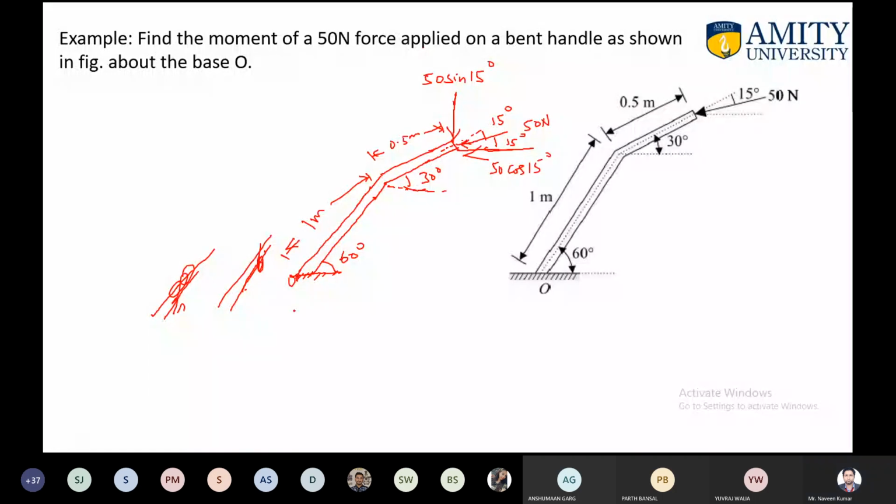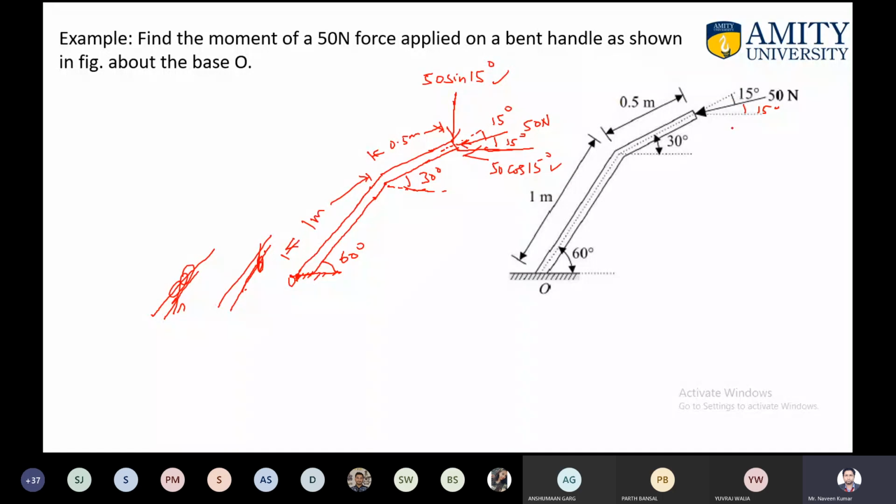When the force is like that, see, it's very clear. We have only the two forces here, 50 sin 15 and 50 cos 15. This angle is 15 degrees and this angle is also 15 degrees. You can see from the figure, because if I draw the transversal here, this angle is 30 degrees, and these are parallel lines. So this angle is 30 degrees, and similarly this angle will be 30 degrees. So this is 15, so the remaining one will also be 15 degrees.